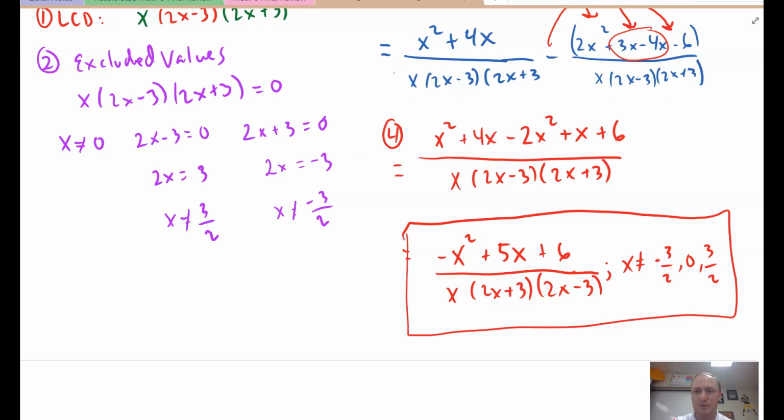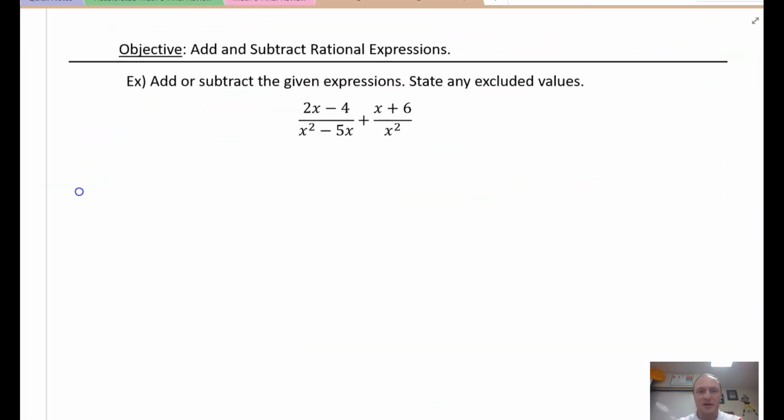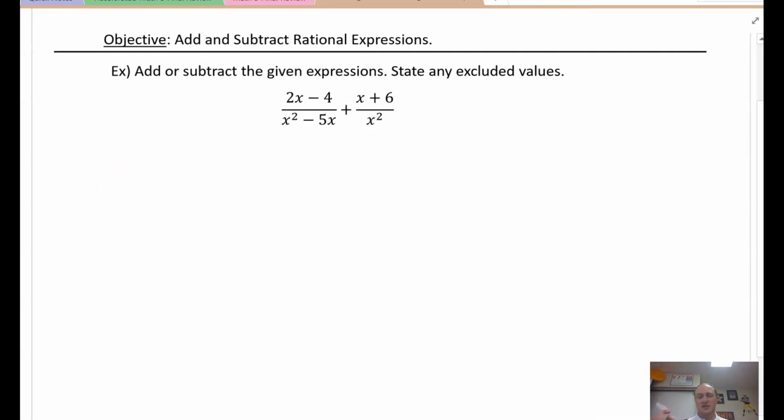All right, so that's example 2. Okay, here is example 3. Go ahead and write this one down. This one has a different look. So when we factor this, we have 2x minus 4, and in our denominator, I'm going to factor out an x minus 5, plus x plus 6, over x squared.